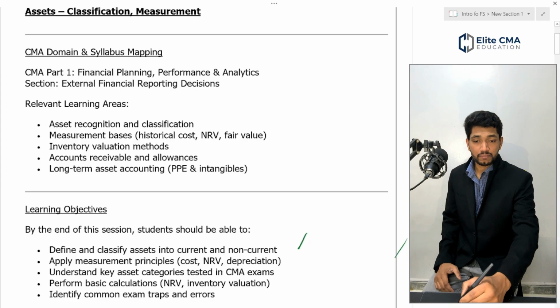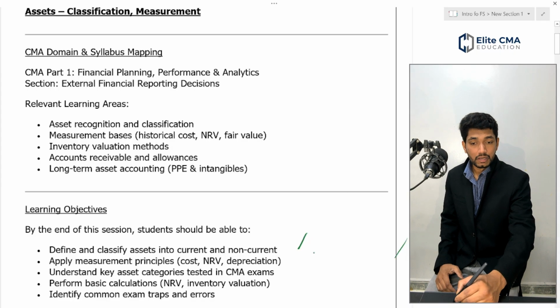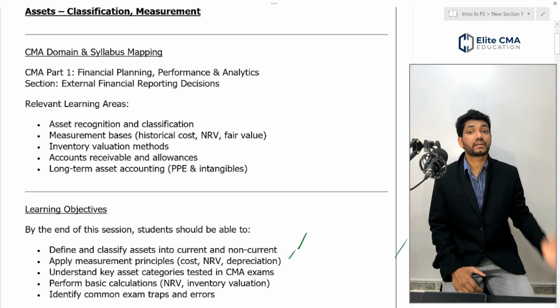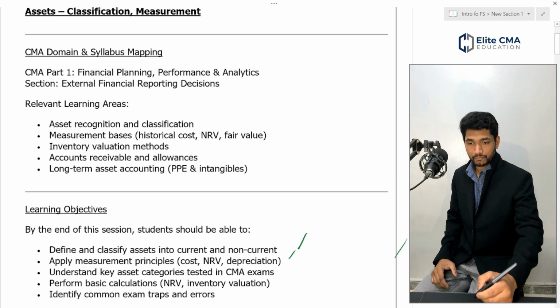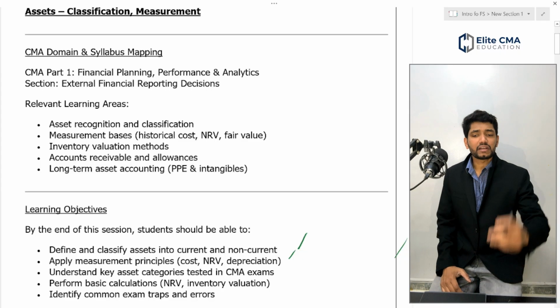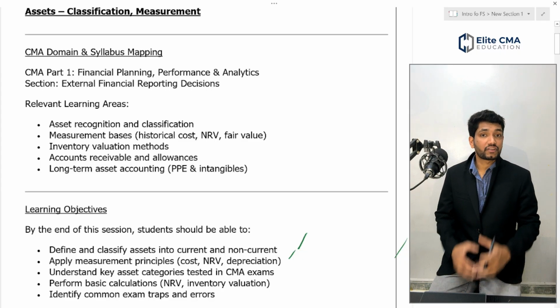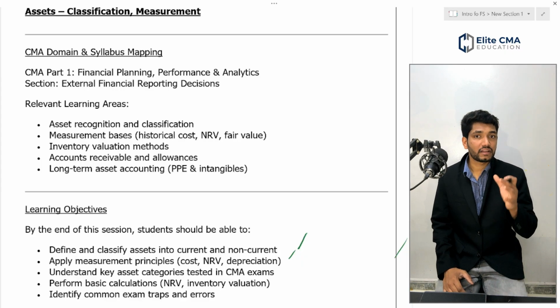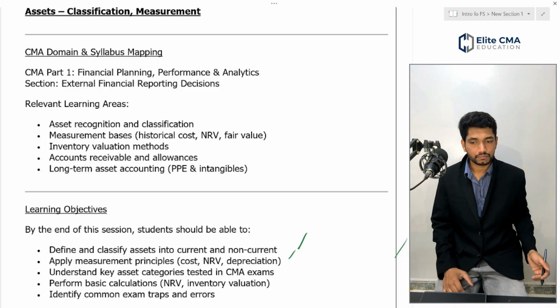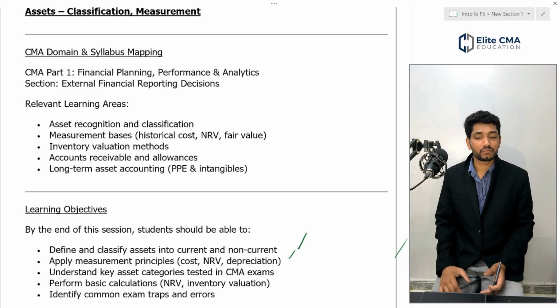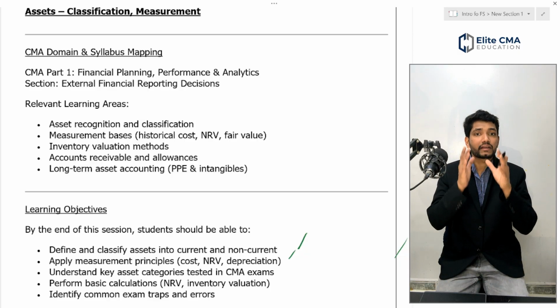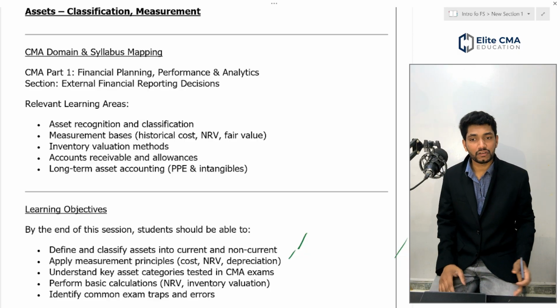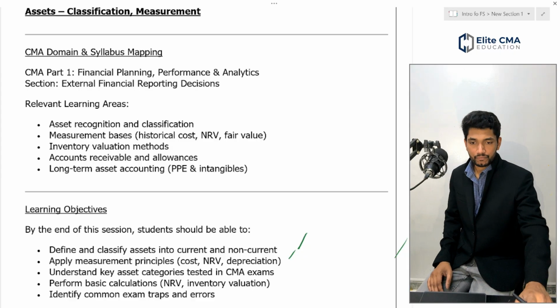Then apply the asset measurement principles, like based on cost, based on net realizable value, and depreciation. Then understand key asset categories tested in the CMA exam, perform basic calculations of net realizable value and inventory valuations, and identify common exam traps and errors. So these are the key learning objectives for today's discussion. Let's get started.